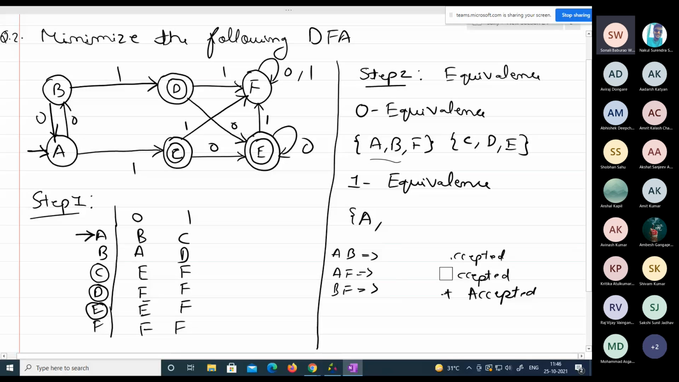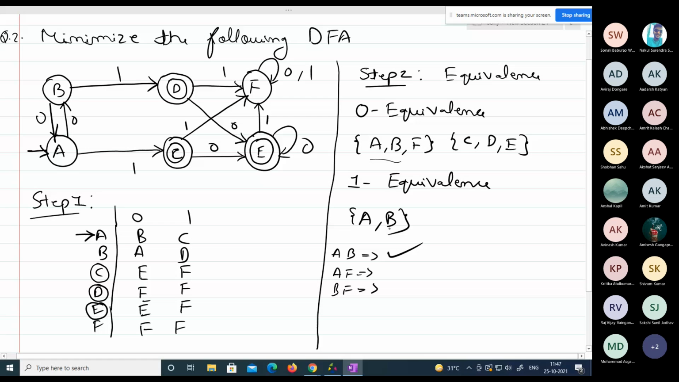It should be accepted. Which one, AB? Why? Because for AB, on 0 it's B, and B and A belong in the same set, ABF. And for 1, that's C, and C and D belong in the same set, which is the requirement. So B is there. So we know that A and B have to be there in the same set.